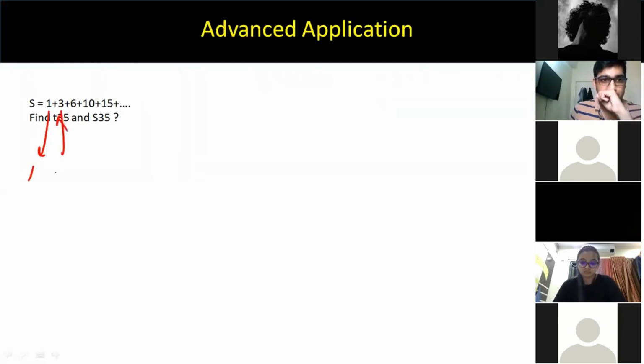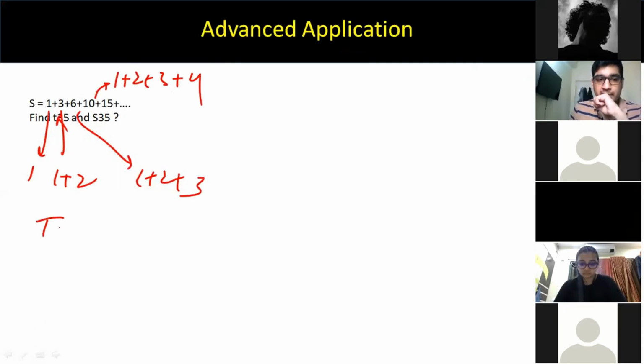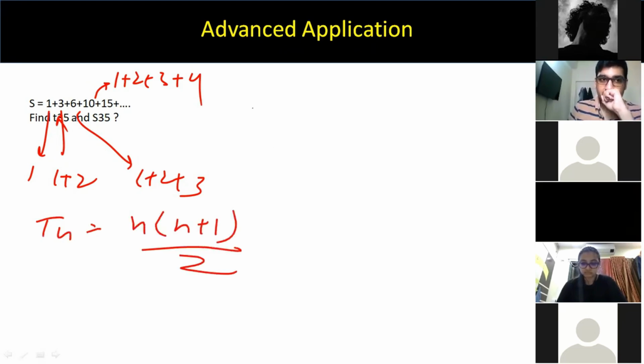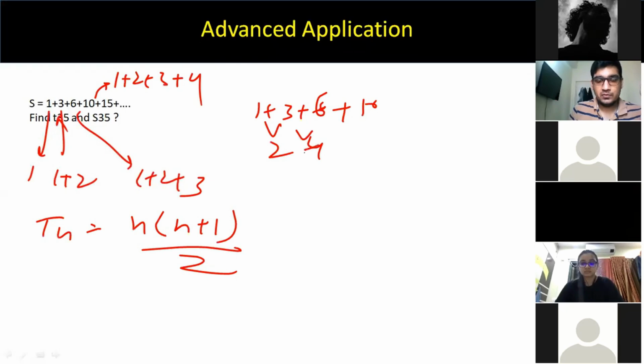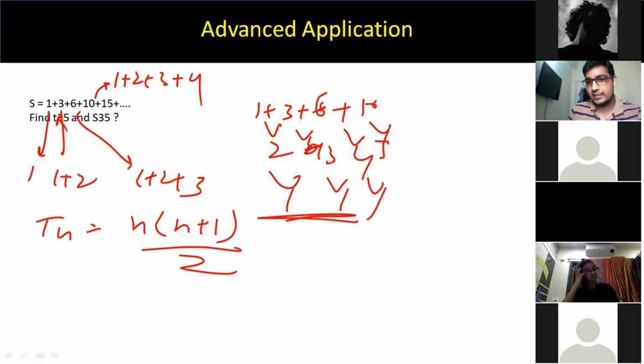1. 3 is 1 plus 2. 1 plus 2 plus 3. It's a very familiar series. 1 plus 2 plus 3 plus 4. So Tn will be sum of n numbers, which is n into n plus 1 by 2. Or another method is go by difference. 2, 3, 4, 5. Then second order difference will be 1, 1, 1. So it has to be a degree 2 polynomial.